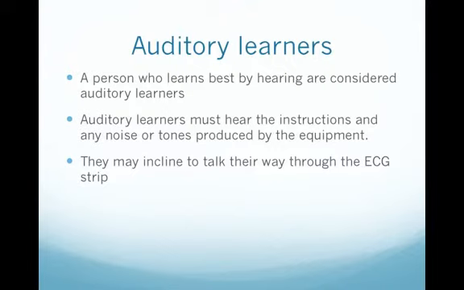Auditory learners, and this is very simple, they learn by hearing things. So, for example, if they record lectures and then listen to them again over their headsets, you can pretty much bet that that person is an auditory learner. A person who learns best by hearing is considered an auditory learner. Auditory learners must hear the instructions and any noise or tones produced by the equipment. You may actually see auditory learners as well turn up the monitor to where they can hear the heart rate. They may incline to talk their way through the EKG strips, and that's just to reinforce what's going on in their head.